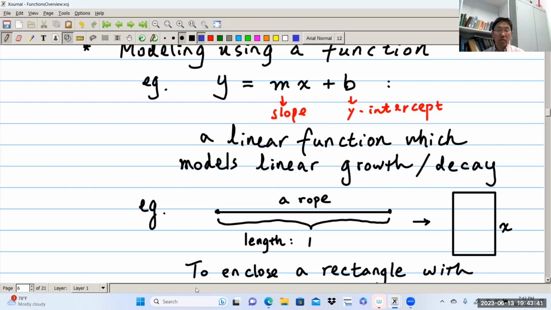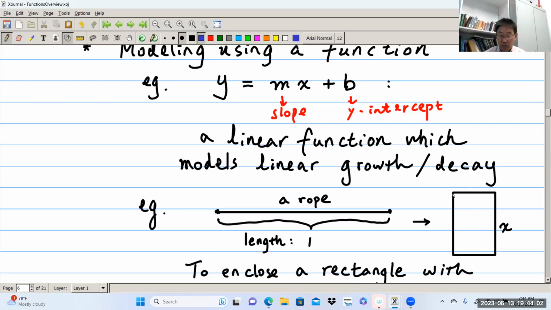So that's easy, right? If the length of this rope is 1, and you enclose this rectangle by that rope, that means the perimeter of this rectangle is equal to what? What's the perimeter of this rectangle? It is equal to 1, right? It is the length of that rope. Okay.